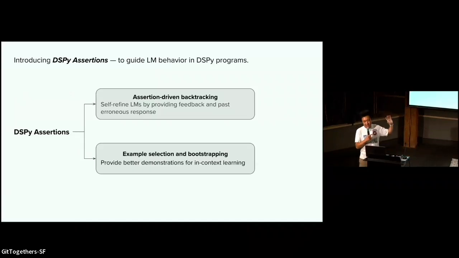DSPy assertions essentially enable two things. First, if one of the assertions fails, we're actually able to backtrack into the failing language model and ask the language model to do that again. This is really cool. And the second thing is that when we use DSPy assertions with a compiler, with a DSPy optimizer, it enables better example selection and bootstrapping when you're trying to do in-context learning with your DSPy program.